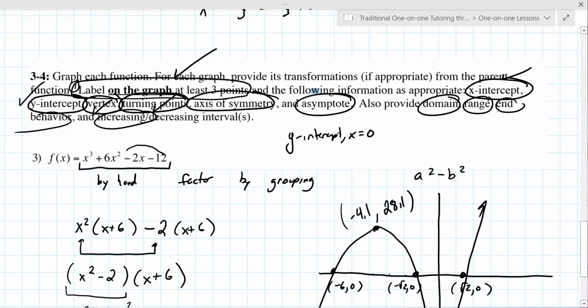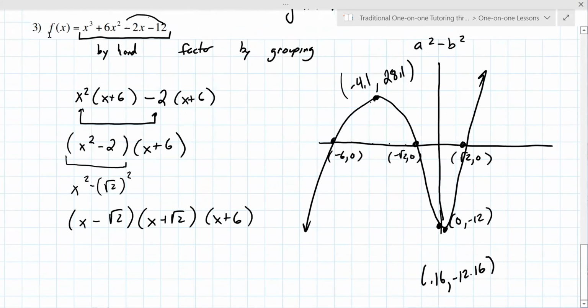Domain, range, and behavior. So the domain here, this is a nice, smooth, continuous function. There is no limitation on its domain. It is minus infinity to infinity. Sometimes they say all real numbers. The one on the left is correct. The one on the right is not really, but whatever your instructor wants. The range is like how far down does it go to how far up does it go? Well, it goes down forever. It goes up forever. There's no breaks. So that's going to be minus infinity to infinity as well.